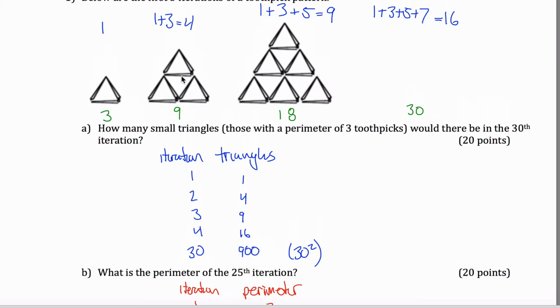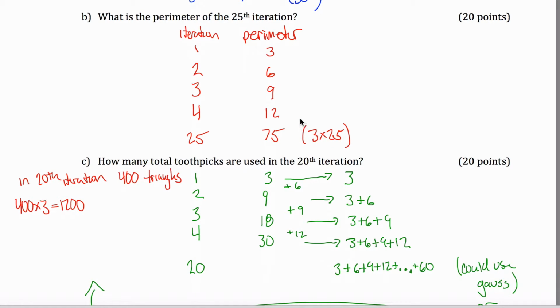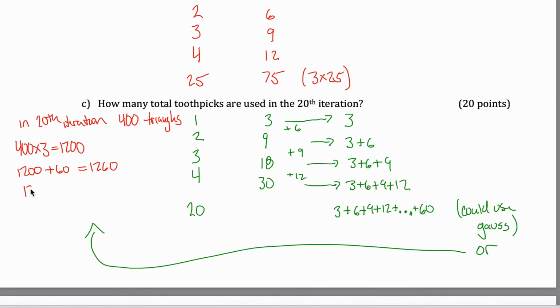So how am I going to figure that out? Well, how many would be on the perimeter? I know that on the perimeter there would be 3 times 20, in other words 60. So if I take this 1,200 and I add 60 more, I get 1,260. And so 1,260 is what I would have if I counted every toothpick exactly twice. So if I do 1,260 divided by 2, I get 630. I think that'll end up being my answer here.